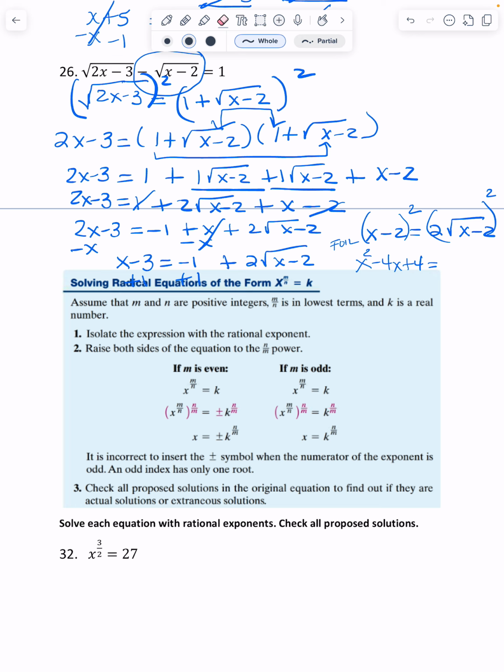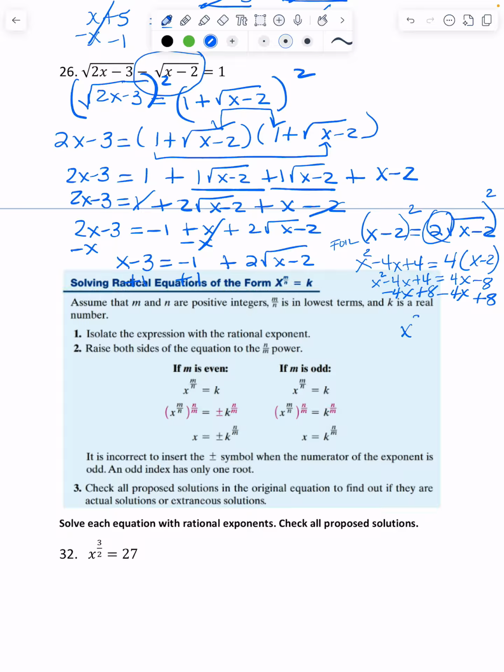And look on the right side. I'm going to square this 2. So when I square the 2, I get 4. And then when I square the square root of x minus 2, I just get what's up under the radical. So we get x squared minus 4x plus 4 equals 4x minus 8, distributing that out. So we want to get everything set equal to 0, so I'm going to subtract 4x from both sides. And I'm going to add 8.